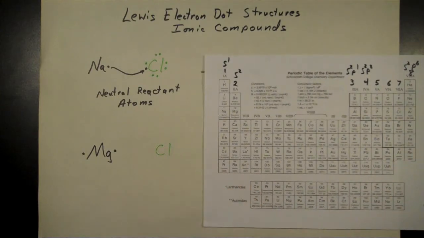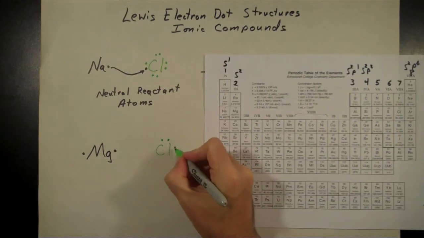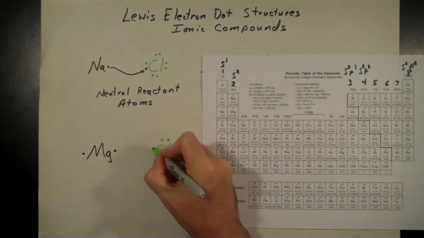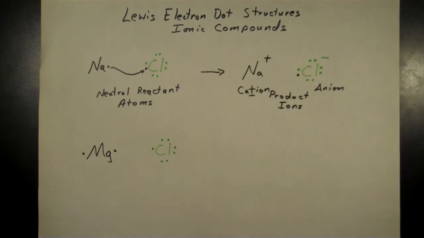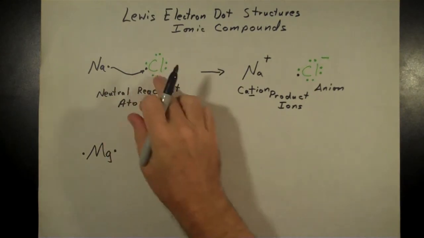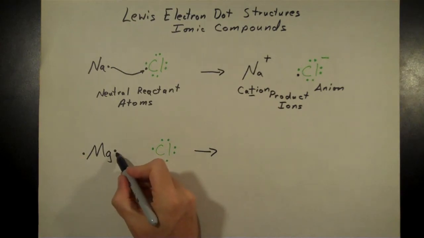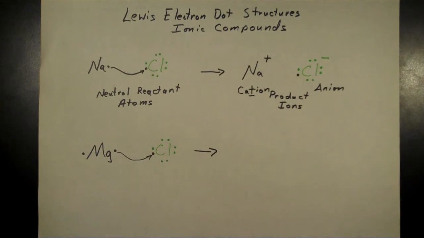And I go back to my green marker here. For chlorine, same as what we had earlier: 1, 2, 3, 4, 5, 6, 7. And you can probably already tell something isn't going to work out right here. And so for this to happen, I'll draw my arrow in here first. Just like we did with the sodium up here, magnesium can give up one of its electrons and put it over here onto the chlorine.